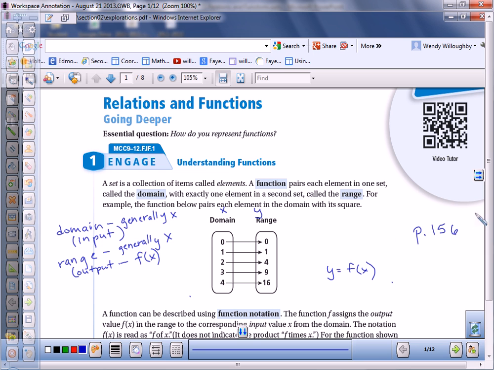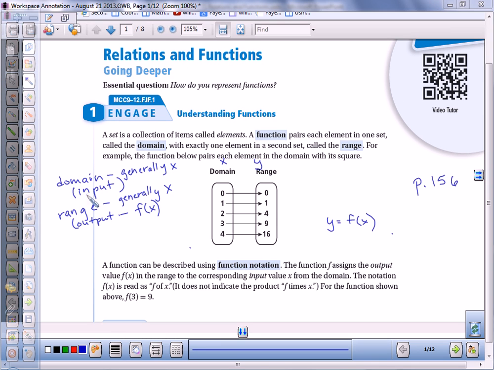So, the domain is our input on the function, and it's generally represented by x. Not always, but generally. The range is our output, and it's generally represented by y, or f of x. So here we have a mapping. Does this mapping represent a function? Yes, it does. Each element of the input only has one arrow coming out of it. Each one is only paired with one element of the output.